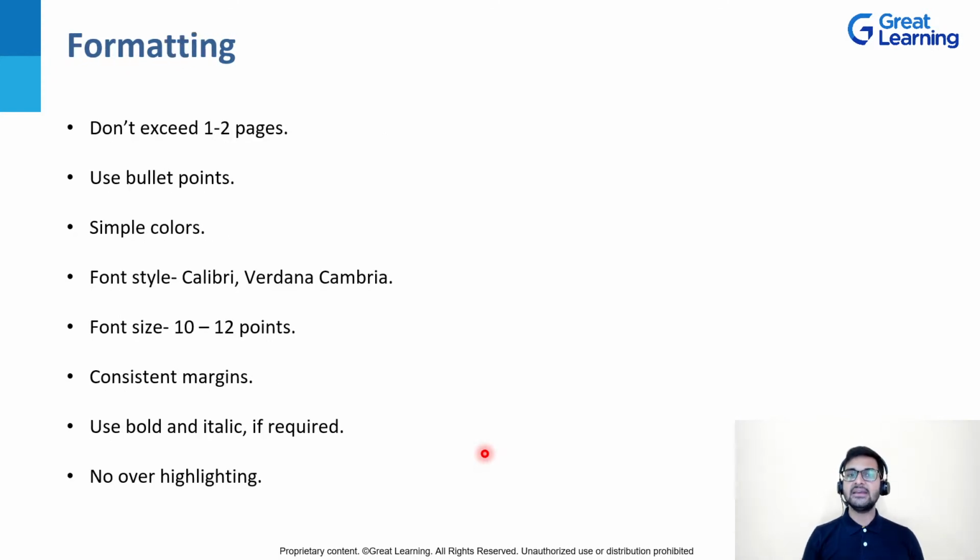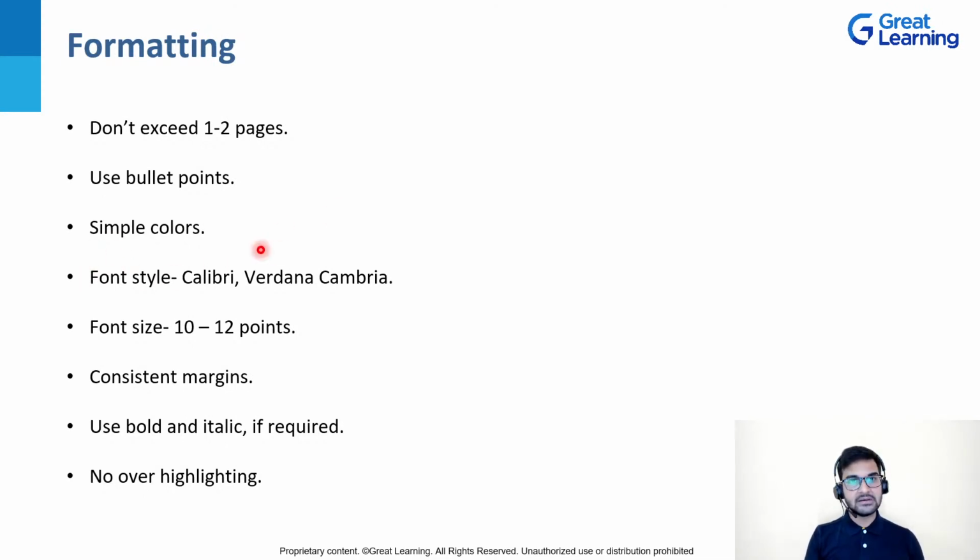Now coming to formatting, I already told you it should not exceed 1 to 2 pages, preferably 1 page, maximum 2 pages, not more than that. Use bullet points. If you are writing your roles and responsibilities, you are describing something, use bullet points so that it's clear and simple, easy to read.